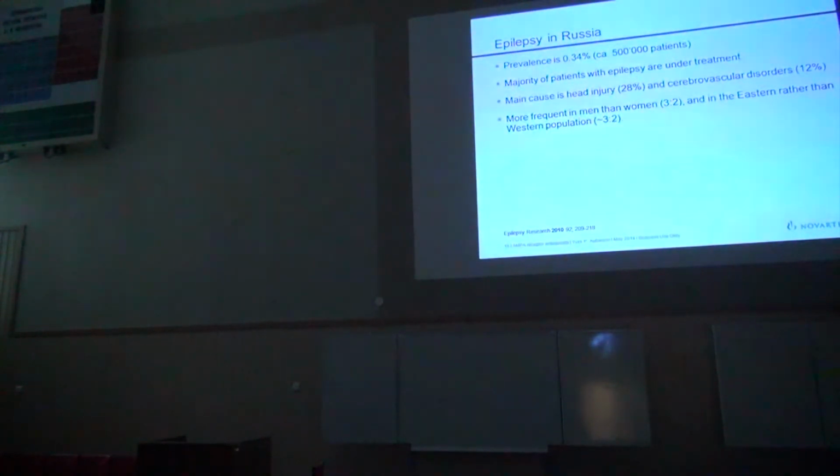Just a word about epilepsy in Russia. The prevalence in Russia is 0.34%, which brings the total to about 500,000 patients in Russia. It's actually a little less than in the rest of the world. The majority of the patients with epilepsy are treated in Russia, which is great because it's still not the case in all countries. The main cause is head injury: 28% of patients become epileptic after head injury, or cerebrovascular disorders, 12%, and there are a number of other causes.